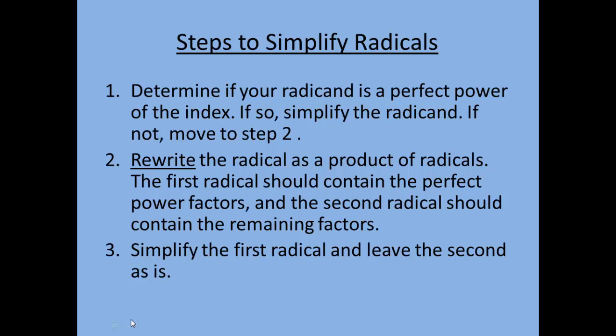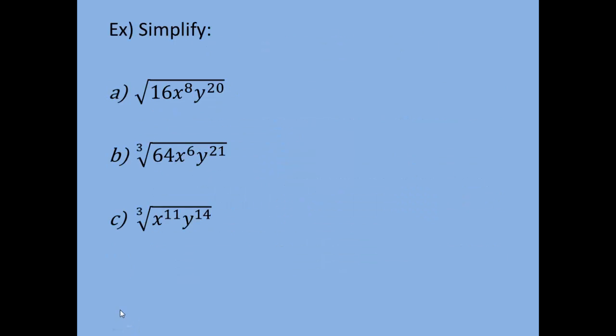So let's take a look at a few more examples. If we wanted to simplify the square root of 16x to the 8th y to the 20th, first we should determine if this is a perfect power or not. Alright, so we want the square root. Everything inside of here has to be a perfect square in order for it to be a perfect power. If it's not a perfect square in here, then we have to write two radicals. If everything in here is a perfect square, then we just evaluate it.